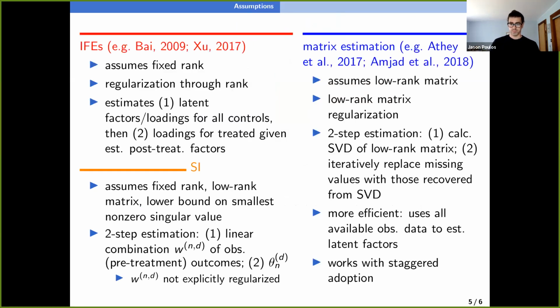So I just want to compare past approaches with this approach. My reading is that the synthetic interventions framework is kind of a blend of the two, but borrows more from the interactive fixed effects models. I mentioned the paper by Zhu, which borrows from this earlier paper by Bai. In this framework, they assume the matrix has a fixed rank, and there's an implicit regularization happening through choosing the rank. In the synthetic interventions approach, they're typically assuming fixed rank and a low rank matrix, and they're also making this additional assumption on the smallest non-zero singular value.